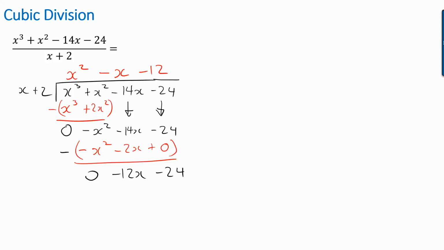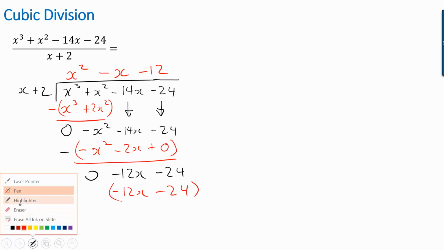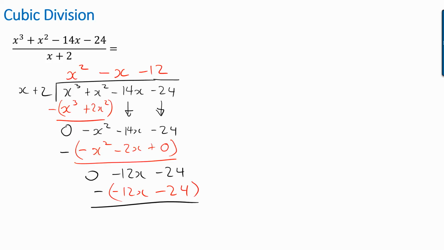And it makes sense. Negative 12 times x is negative 12x. But don't forget, you're multiplying it to both of these terms. So negative 12 times positive 2 gives me negative 24. Now I'm going to bracket it again, and you're finding the remainder. So how do you find the remainder? Subtract them. And it just so happens that it works out nicely.